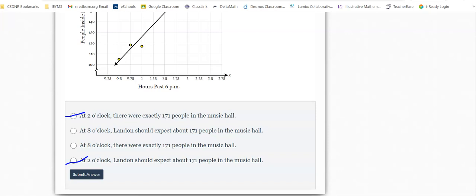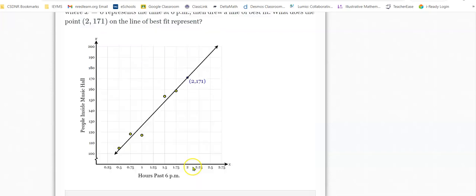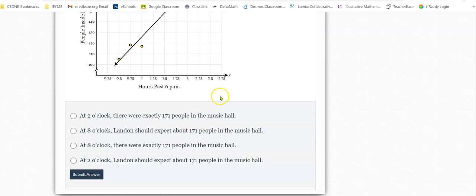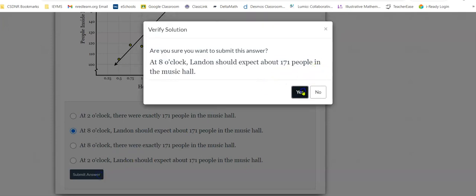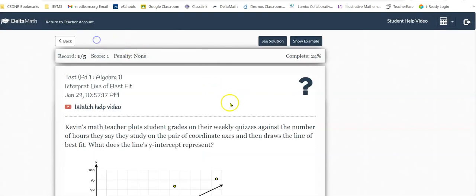And then we have to decide if we're talking about what to expect or what exactly was had. Remember, anything on this black line with the blue dot is a predicted value, not the exact data. The yellow dots are the exact data. So we're going to say at 8 o'clock he can expect, he can predict to have 171 people.